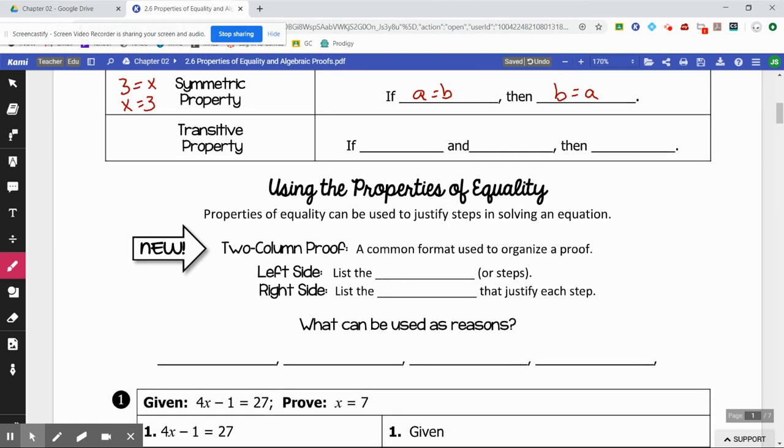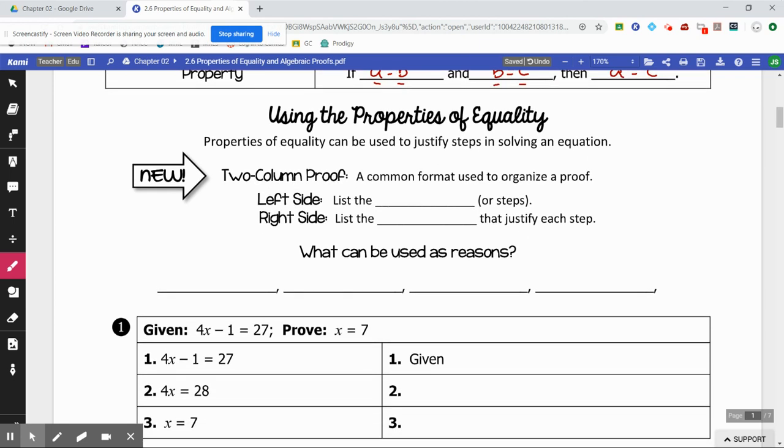The transitive property says that if A is equal to B and B is equal to C, well, think about that. A and B are the same thing, and B and C are the same thing. So that means that A and C must be the same thing. The transitive property, it kind of transfers. A is the same as B, B is the same as C, so therefore A is equal to C.